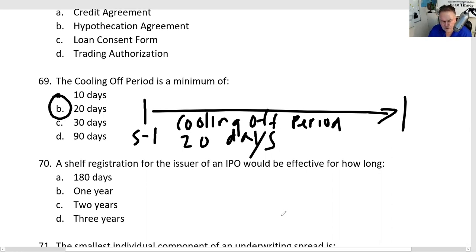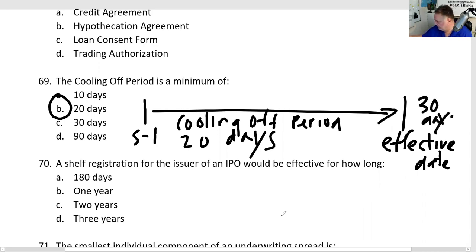Very testable what we can do during the cooling off period. By the way, if we make it through this, that's called the effective date. We may or may not make it through that. The effective date is when it now starts trading in the secondary market. By the way, you can't borrow money to purchase a new issue. It's considered a new issue 30 days from the effective date. That's very testable.